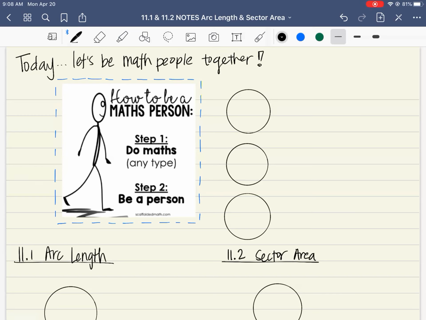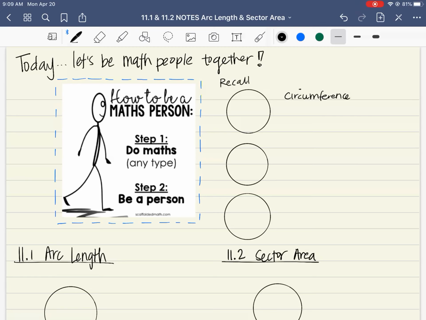Just to kind of review, last time we talked about degrees and radians, and we talked about how to convert between the two. So just make sure that you're comfortable with that. Other than that, we need to just recall really quickly what we know about circumference. So I'm going to put that here.